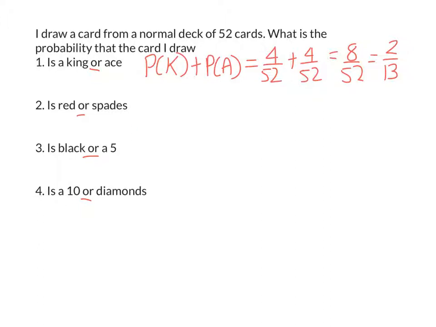All right, let's do the second one. Probability you get red or spades. So again, these are mutually exclusive. You can't get a card that is red and also spades because spades is black. So the probability you get a red card is a half. Probability you get spades is a quarter. There are 4 suits. Spades is one of them.